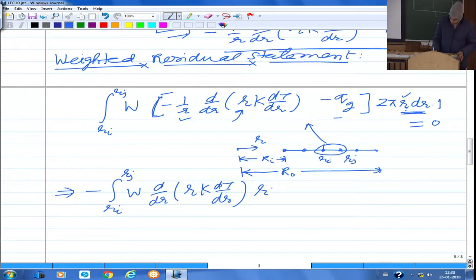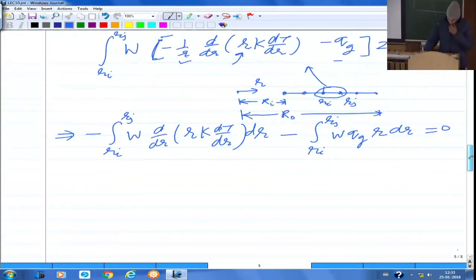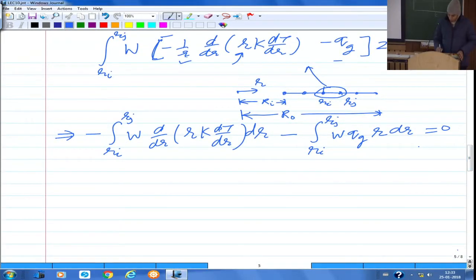So the whole thing is divided by 2π, so you get just dr in the first term, because in the first term there is 1 by r here, and into this r they will cancel out. So that's the first term. Then the second term, of course, is minus, again integral Ri to Rj of w into qz into r dr. The 2π of the whole thing you can actually divide out, because multiplying the whole thing by 2π doesn't matter.